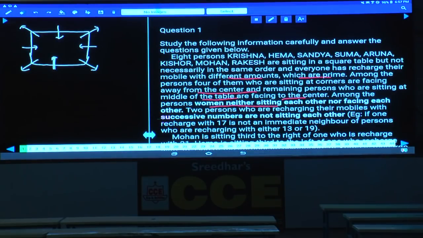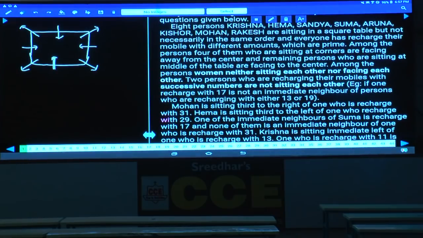Now here there are some assumptions we are supposed to take. Krishna, Kishore, Mohan, Rakesh, these are the 4 men, and Hema, Sanja, Suma and Aruna, these are the 4 females. Though it is not clearly given, let us take it for granted, okay? These 4 males and 4 females, and in general this has to be given.